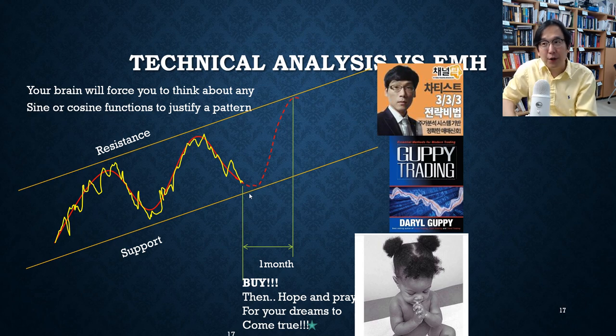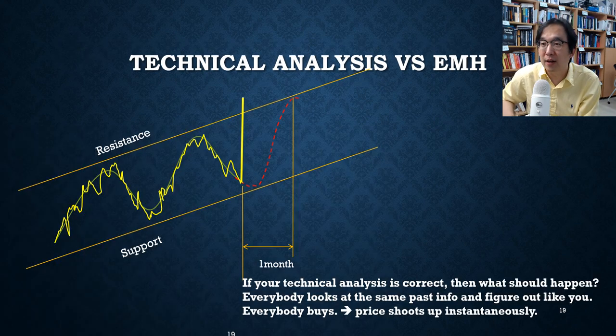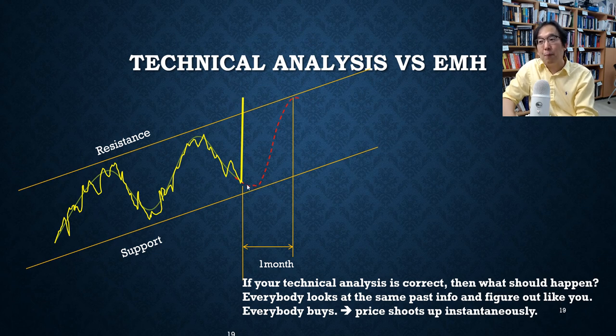Good. Now, how does the economist argue for this kind of technical analysis? You are not alone. Michael Jackson comes in there, his famous song. Why? Okay, because everybody else is also as smart as you are. Okay, the market is full of geniuses anyway. So if your finding was correct, so much so that the price will go to that target level 1 month from now, then what should happen?